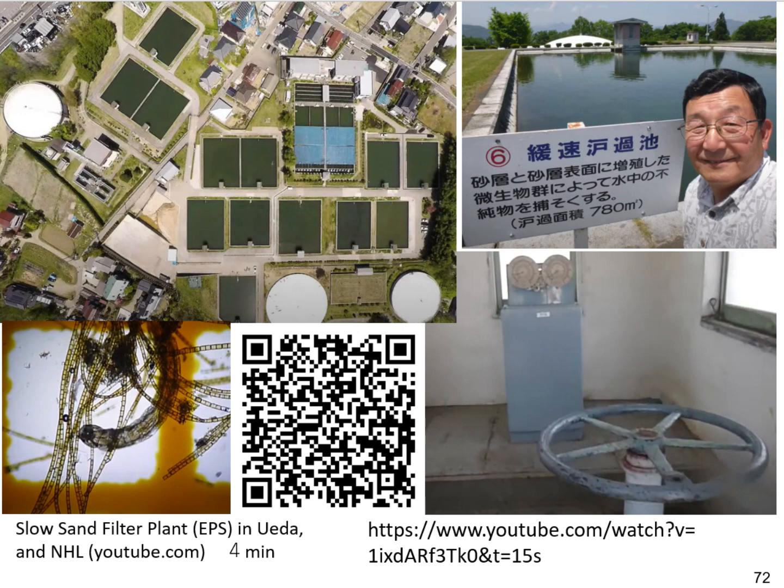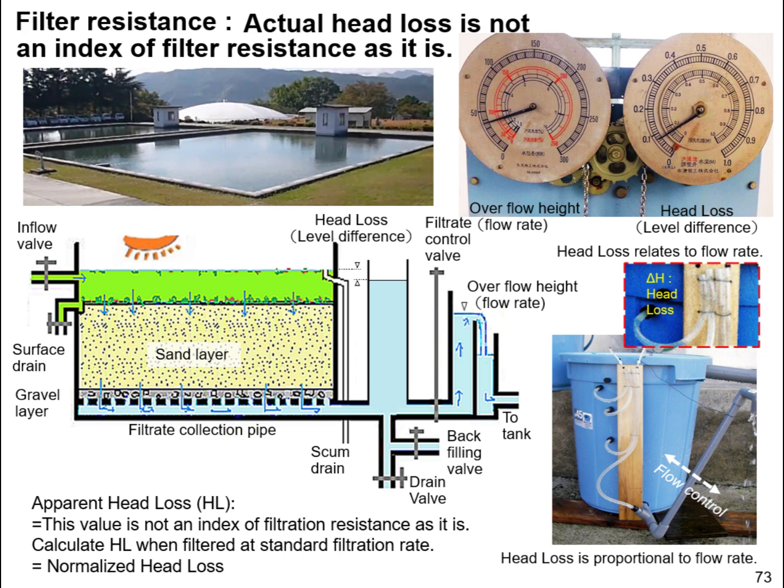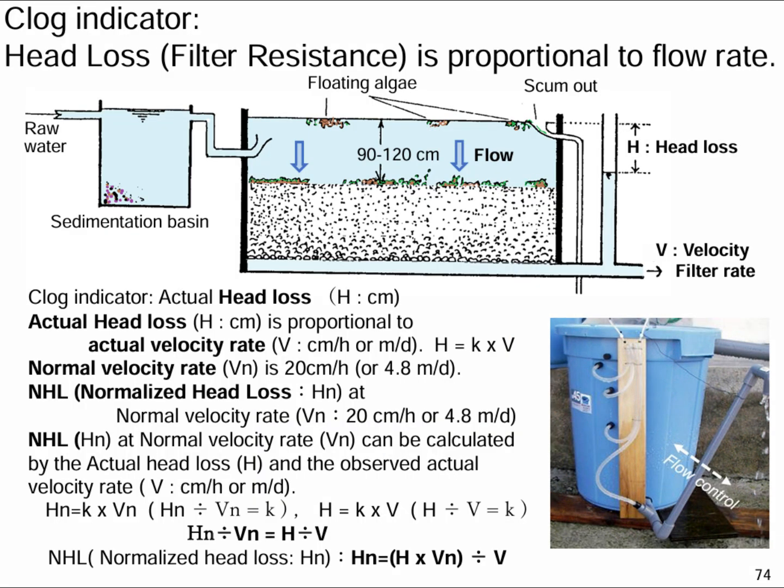You can imagine my field. Actual head loss is not an index of filter resistance as it is. Actual head loss is proportional to flow rate. Apparent head loss HL is not an index of filtration resistance as it is. Calculate HL when filtered at the standard filtration rate. We call this normalized head loss.